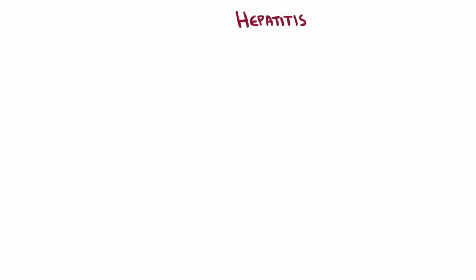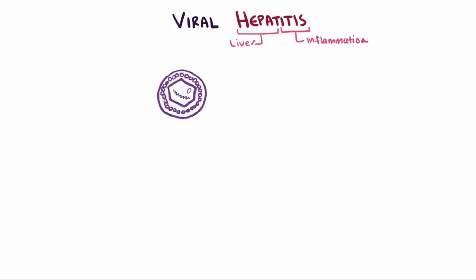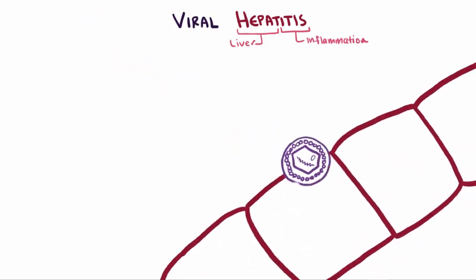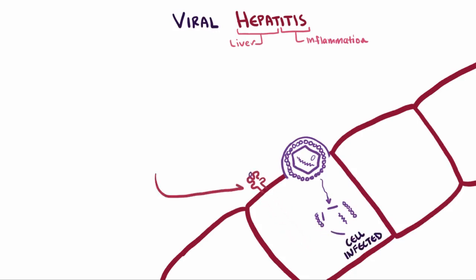So hepatitis, meaning inflammation of the liver, most commonly comes about because of a virus. These viruses tend to target the cells in the liver, right? And when they get in and infect these cells, they tend to cause them to present these weird and abnormal proteins via their MHC class 1 molecules.